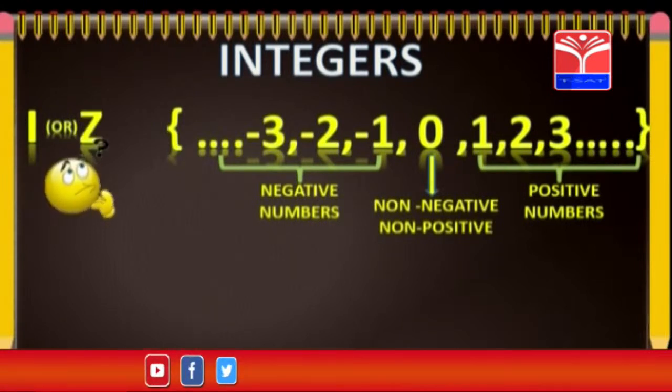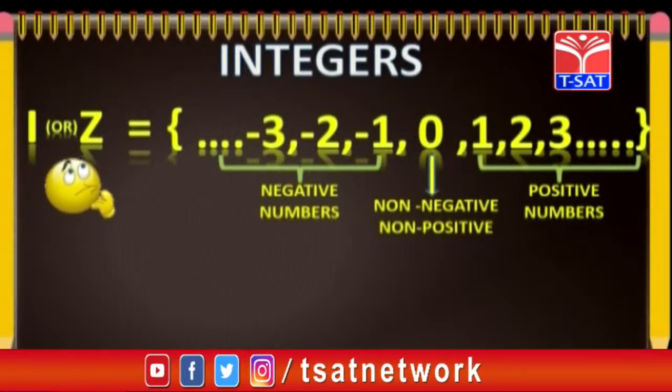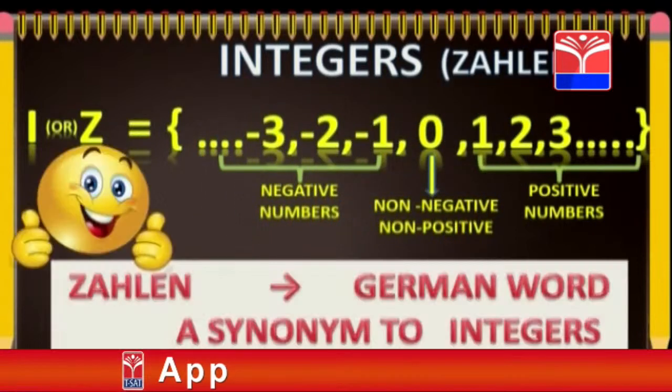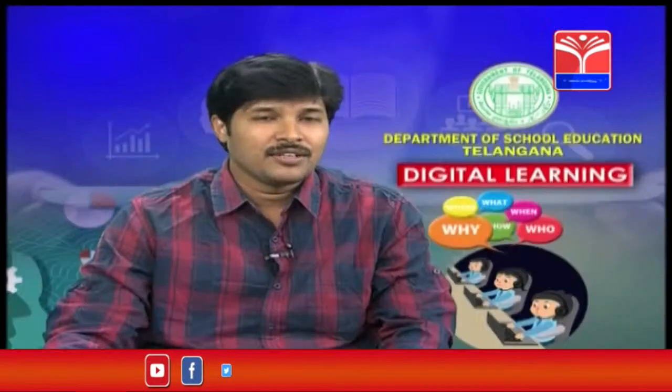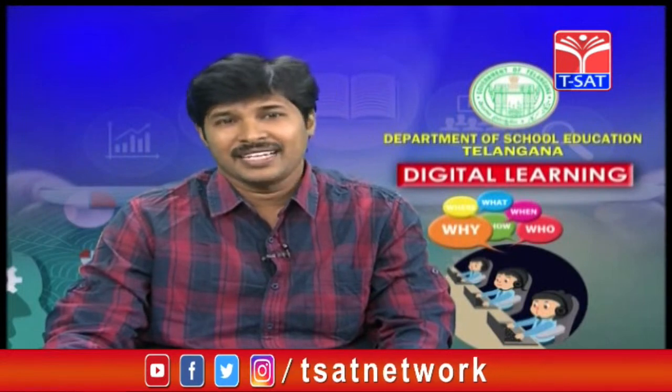Wait, where does this Z come from? Yes, Z comes from the word Zahlen. Zahlen is a German word which is a synonym for integers. Thus, in most cases we use the letter Z instead of I.